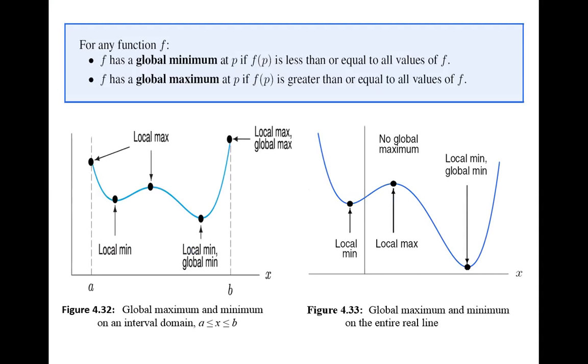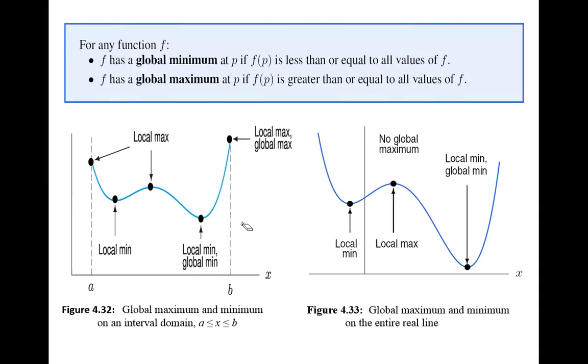Okay. Also, in section 4.3, we talked about the global maximum and minimum. Global maximum minimum means that we have to detect the highest point on the curve and the lowest point on the curve, or the highest value, the maximum value of the function, or the minimum value of the function. Okay? Because we know what local means. Local means that locally this is the highest point, right? Locally this is the highest point.